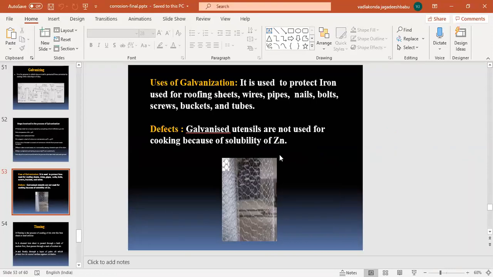So we should not use the galvanized utensils or galvanized sheets for making the cooking utensils. And not only for that, we should not store any kind of food in the galvanized sheet. So that is about the galvanization.